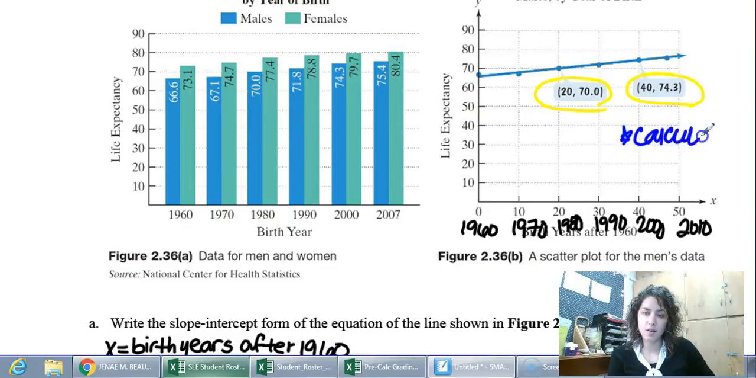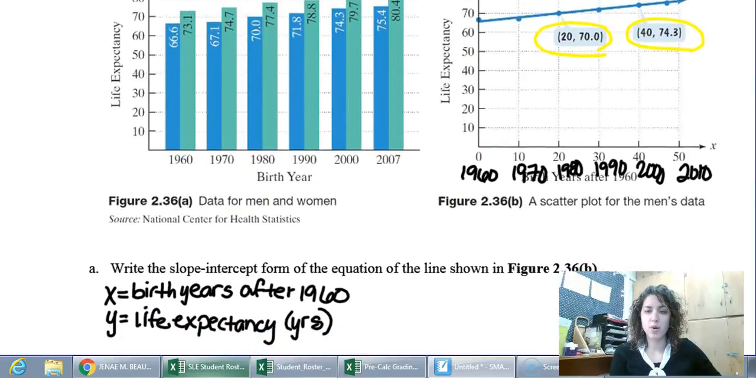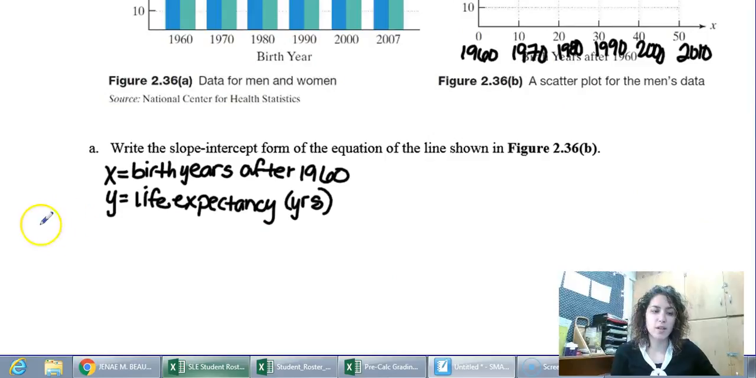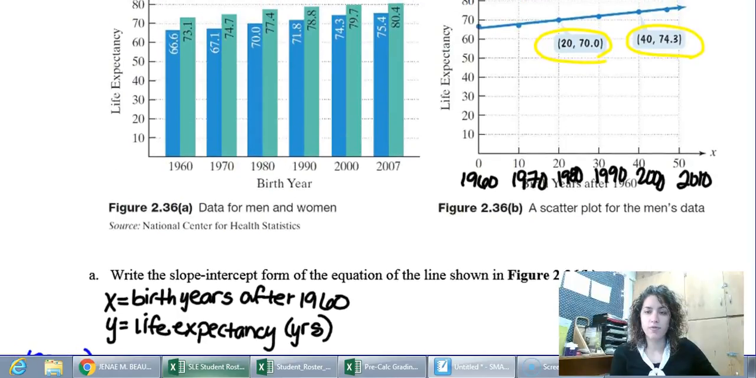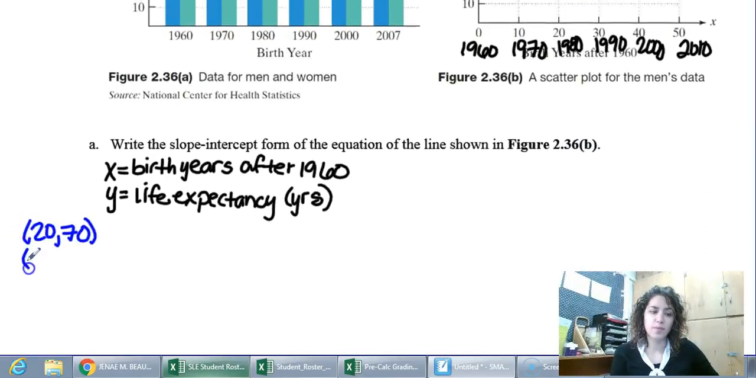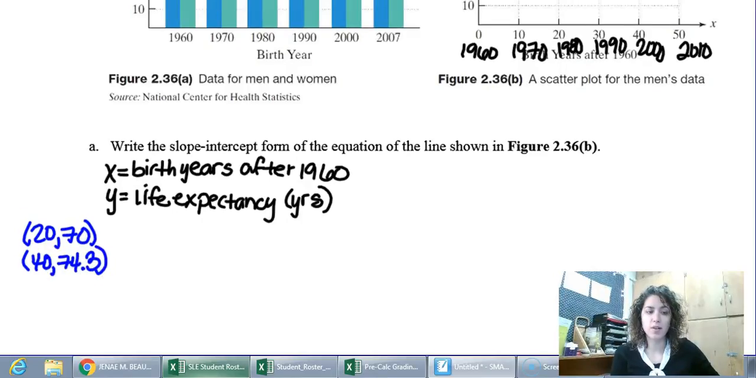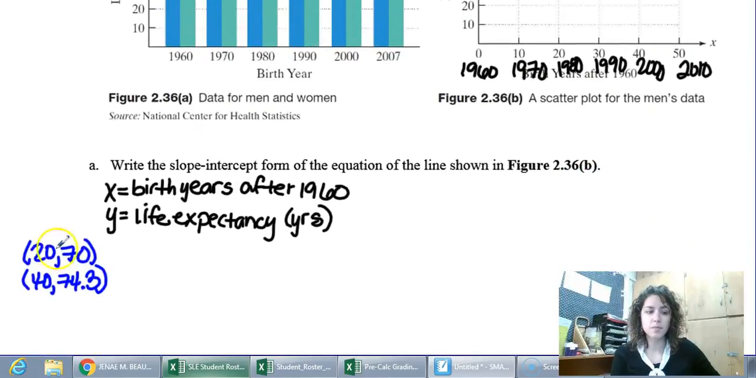Calculate slope. I can calculate the slope. So let's do that. I'm going to record those points. So 20, 70 and 40, 74.3. And if you don't have your calculators out, you're definitely going to need them. So if you want to press pause to go get your calculator, that would be awesome.